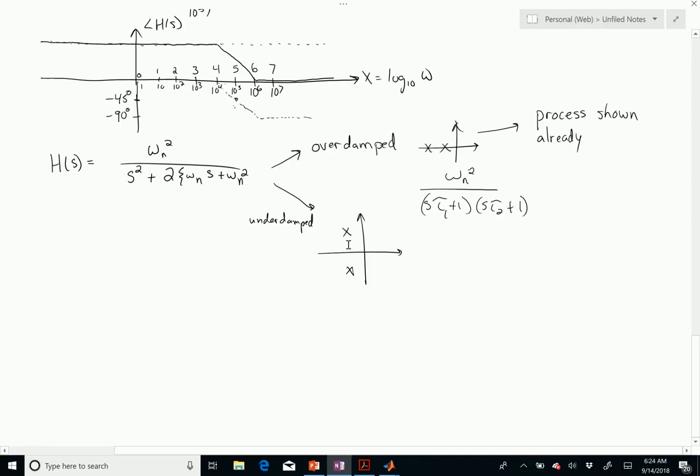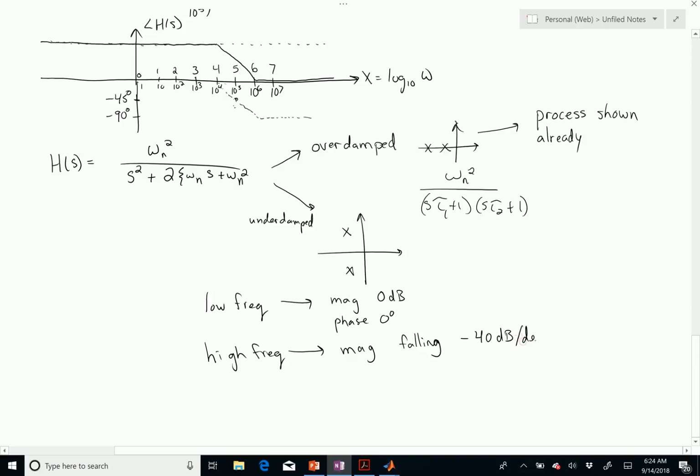In that case, because I have two poles, the same basic thing applies. So at low frequencies, what we find is that the magnitude is about 0 dB and the phase is 0 degrees. As we move to high frequency, the magnitude is falling because we had two poles. It's falling at negative 40 dB per decade, in other words, the summation of two poles together.